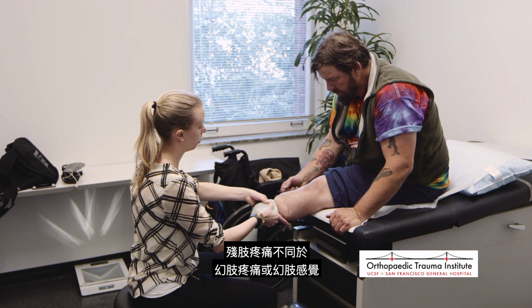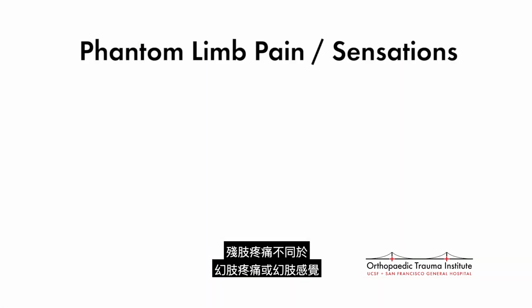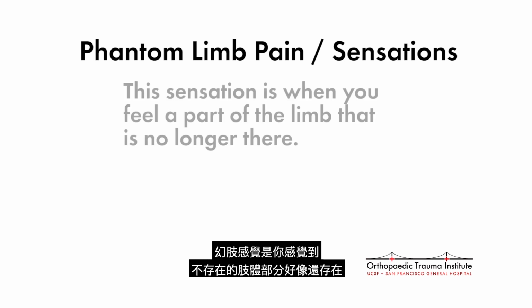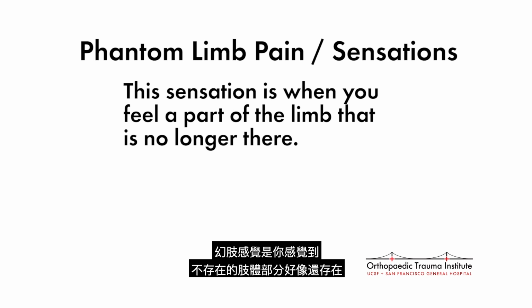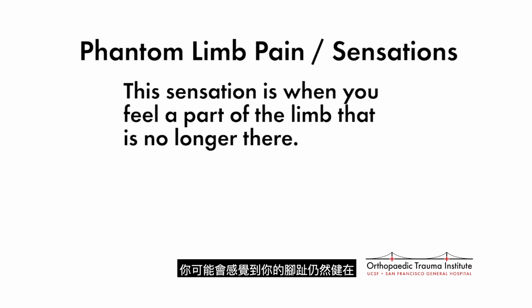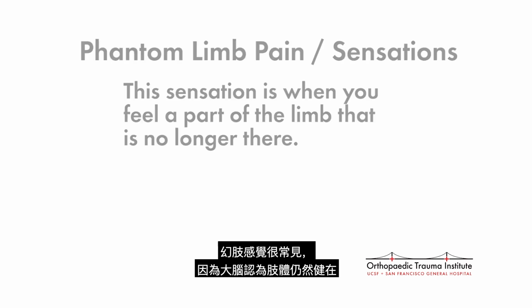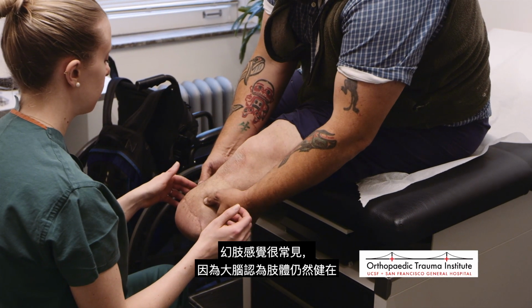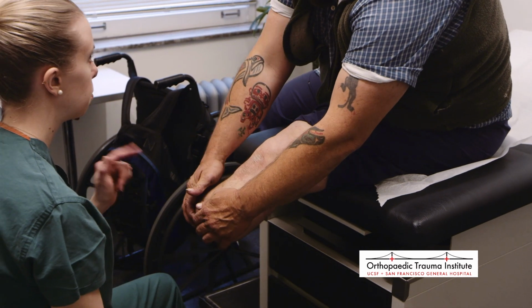Residual limb pain is different from phantom limb pain or phantom limb sensation. Phantom limb sensation is when you feel a part of the limb that is no longer there. For example, if you've had an amputation to part of your leg, you might feel that your toe is still there. Phantom sensations are very common and are due to the brain thinking that the limb is still there.